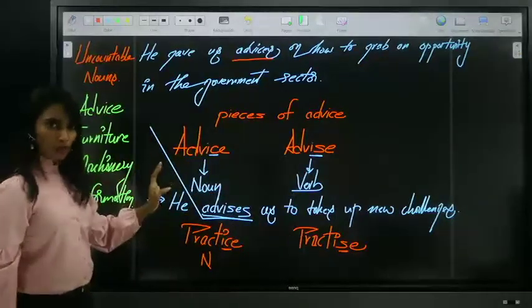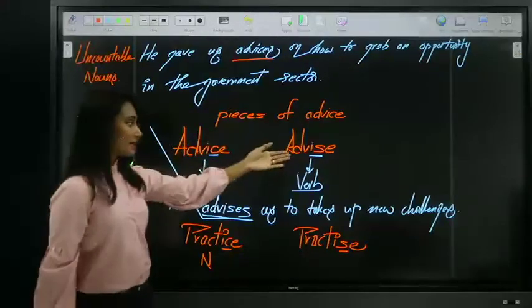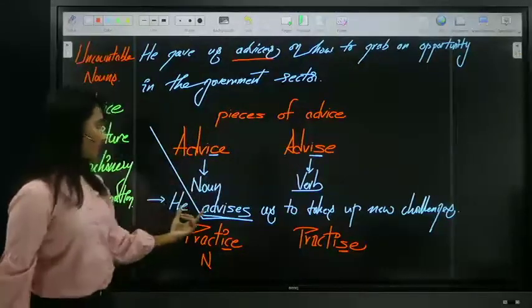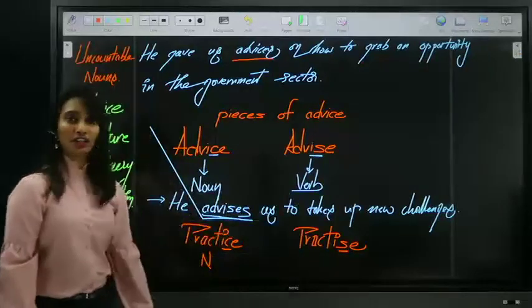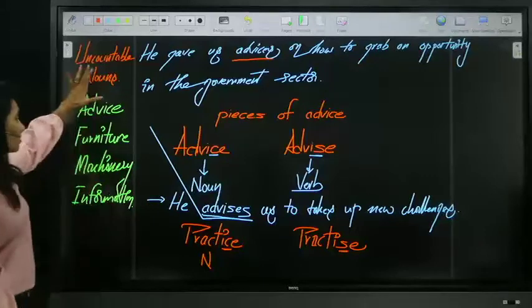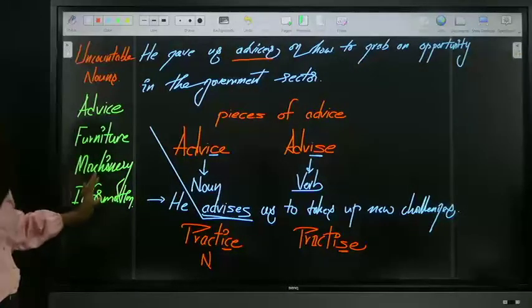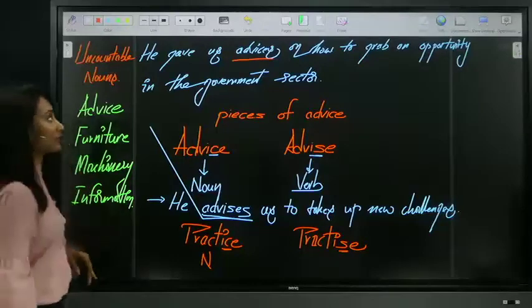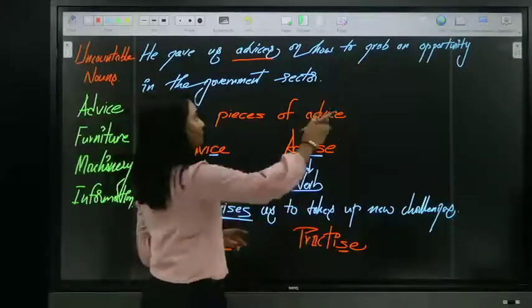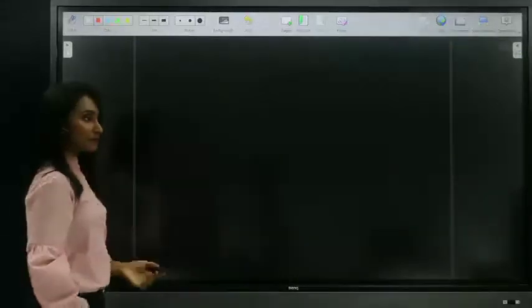CE, no plural. However, you can say pieces, like that. SE, you can use it in singular, like "He advises us to take new challenges." So, is it clear to you? Mind uncountable nouns. They can never be written in plural sense. So let's move on to the next one.